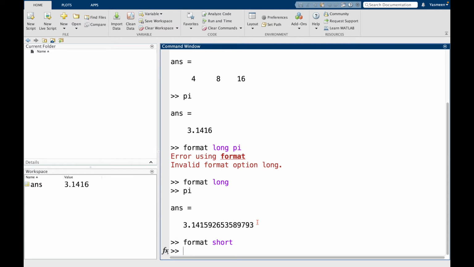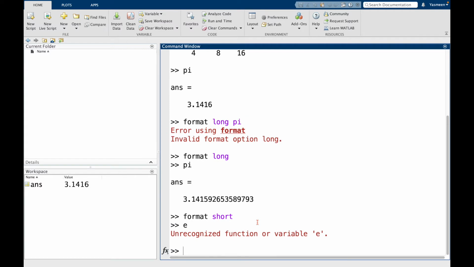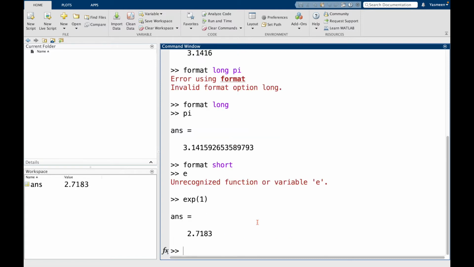We also have the constant e. If I just type e into MATLAB, MATLAB doesn't know what that is. So the way we get e is we type exp and then parentheses and 1. The way you want to read this is e to the power of 1. If I were to replace this 1 with a 2, it would be e squared. If it was a 3, it would be e cubed, and so on.